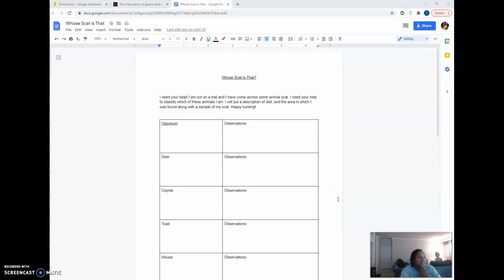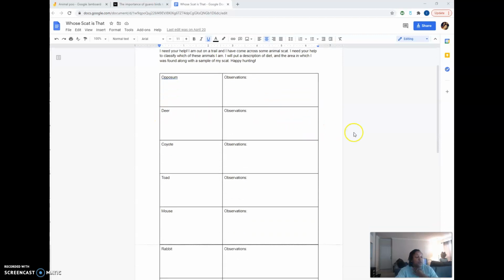So to wrap up our lesson, we would be looking at whose scat is that? So this is going to be more of a summative and a formative. So they would be walking around and I would be asking questions. How are you coming up with this? Where are you getting this information from? What observations are you making about the scat that you see?